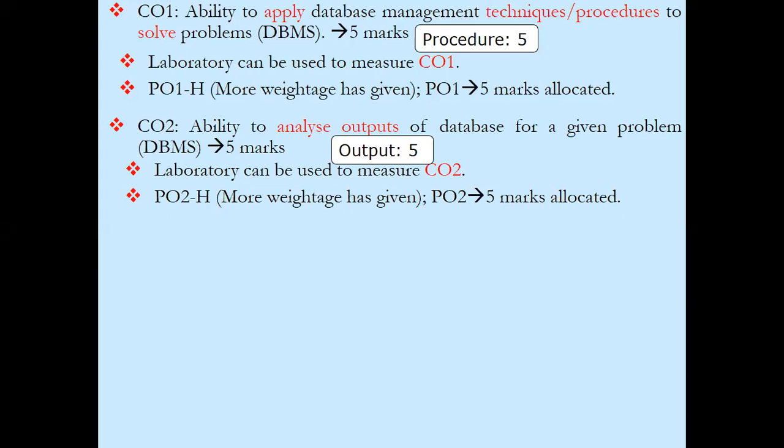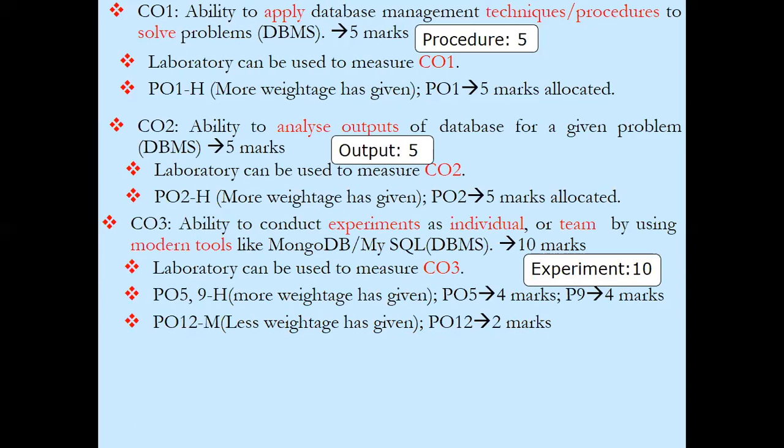Now I'm sure that for conducting an experiment, you will also give the marks. Then I'm writing another CO. CO3 is the student has the ability to conduct the experiment as an individual or by using modern tools like MongoDB, MySQL. Here we are allocating 10 marks. In most of the UG labs, almost all the programs are executed in a team. For example, the batch size may be either 2 or 4 students. Here, more emphasis is given to the usage of modern tools like MongoDB.